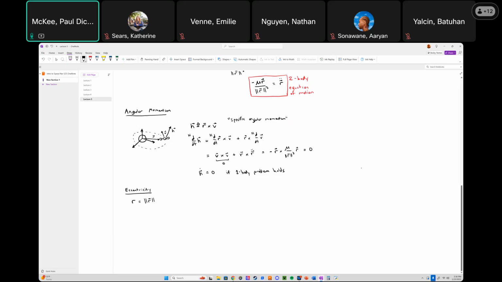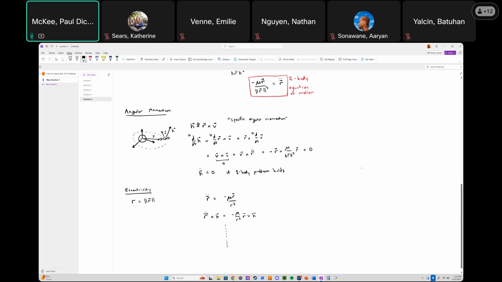So starting with r double dot is equal to negative mu r over r cubed. Okay. What happens if we cross product both of these sides with h? So r double dot cross h is equal to negative mu over r cubed r crossed h. Okay? Well, let's look at the left-hand side for a moment. So we're going to split this up. Right? R double dot crossed with h.